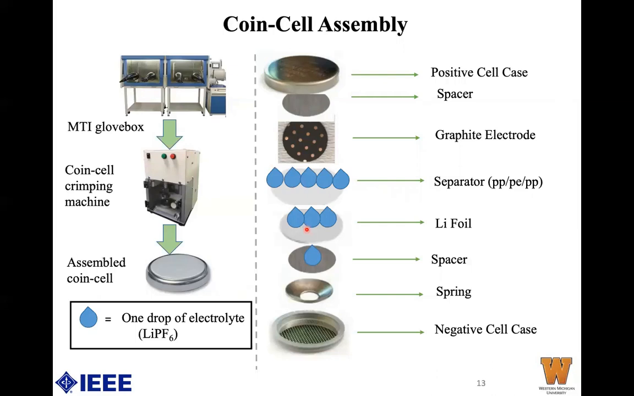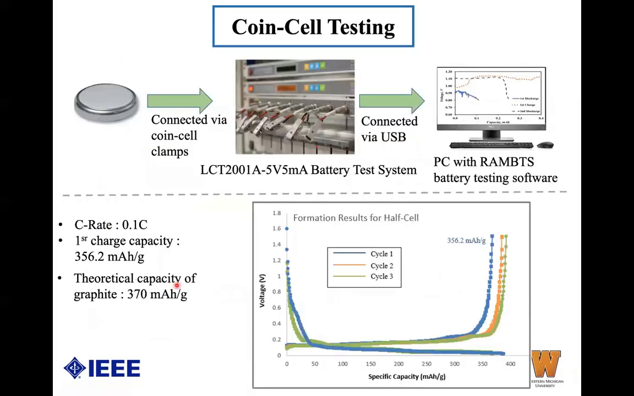The assembling of the coin cell is done inside an MTI glove box, and once the assembling is done, the cell is placed inside a coin cell crimping machine and crimped to make sure that the coin cell is completely sealed. You can see the assembled coin cell image on the left. After assembling the coin cell, it is connected to a battery tester using coin cell clamps. The battery tester we have used is an LCD2001, a 5 volt, 5 milliampere tester, which is connected to a PC with RAM BTS software installed on it.